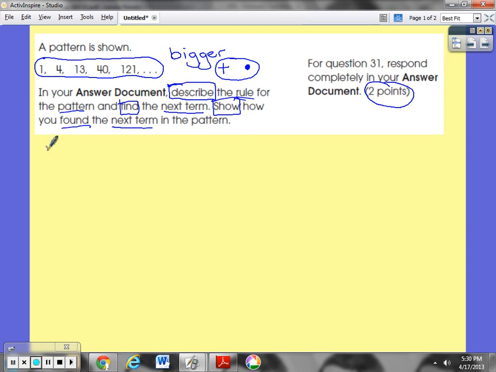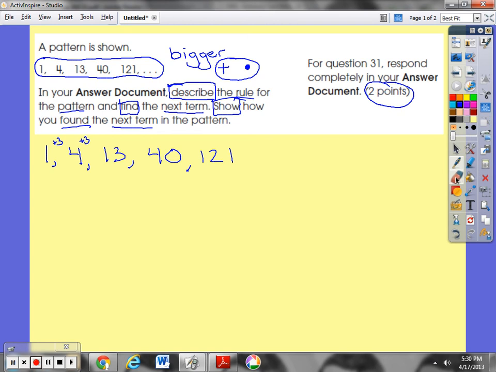I'm going to rewrite the numbers down here: 1, 4, 13, 40, 121. The first thing I think about is addition. Well, 1 plus 3 would give me 4. But if it's a pattern and we're doing the same thing all the time, 4 plus 3 does not give me 13. So I know it's not just adding 3. That's not going to work.